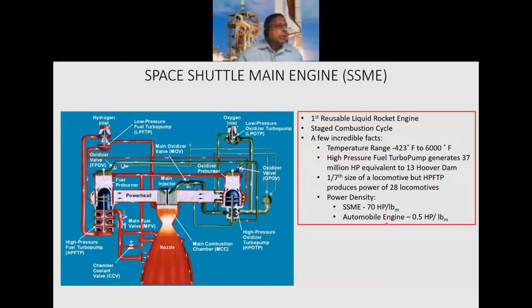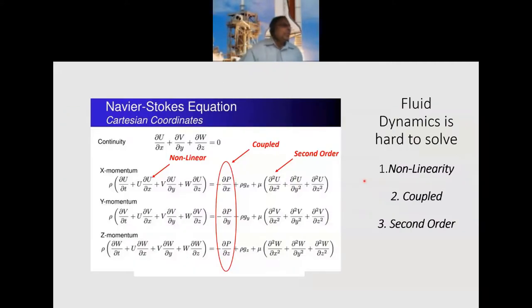A typical automobile engine produces half horsepower per pound mass. And the space shuttle main engine produces 70 horsepower per pound mass. So that tells you how complex this is. So, changing gears right now.